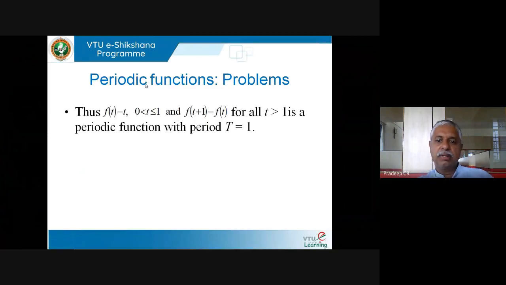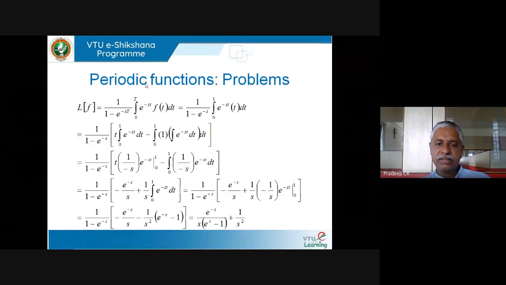Now let us try to find the Laplace transform. I have done the details here. I will not spend time explaining this because it is basically class 12 integration. So let me start. Because f is a periodic function, I have this formula: Laplace of f is 1 by 1 minus e power minus sT, into the integral of e power minus st f(t) dt from 0 to T. This is what you are learning now, in third year. Rest all is just first year, second year PUC.